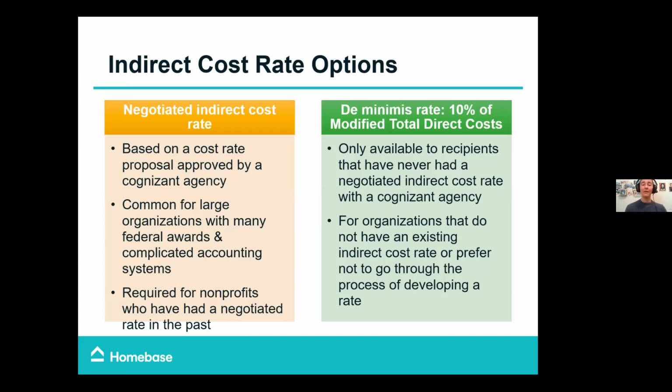I want to point out that because of how HUD defines modified total direct costs, 10% of MTDC is often very small for our CoC grants, especially if you have rental assistance. Those rental assistance checks are not included in your modified total direct cost base. So if you subtract out your rental assistance costs, 10% of what is left over might be fairly small. So just to let you know.